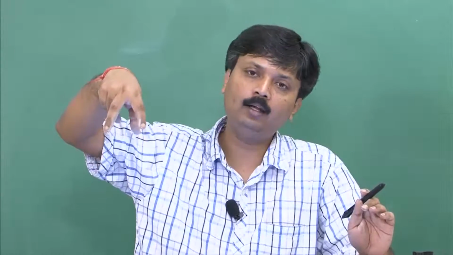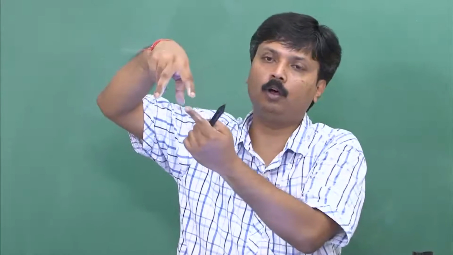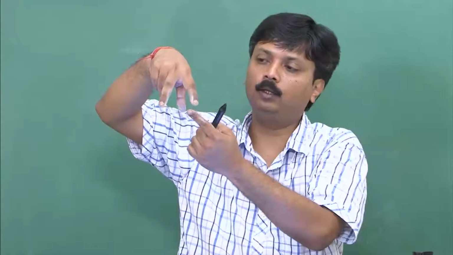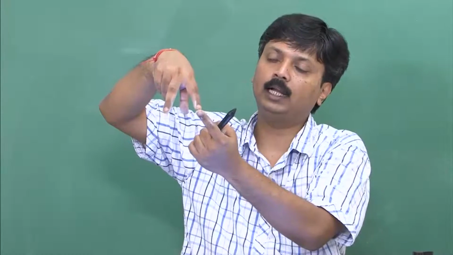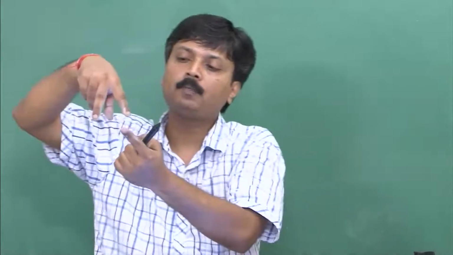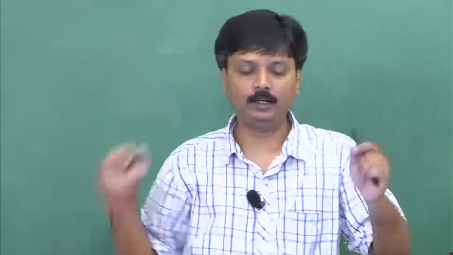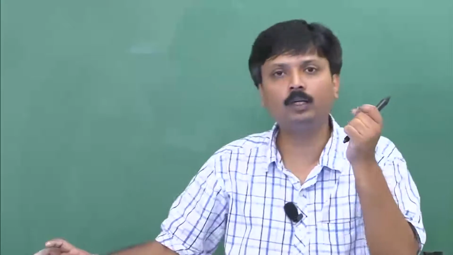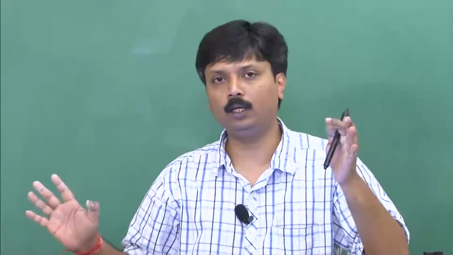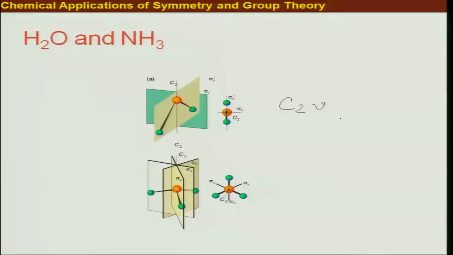So, if I join the tips of this finger, which stands for the NH bonds, then that will form an equilateral triangle. Very fine. So, in that case, if I ignore the lone pair of electrons, which is not very material because they are very highly symmetric, what are the symmetry operations? I can clearly see there is one C3 here.